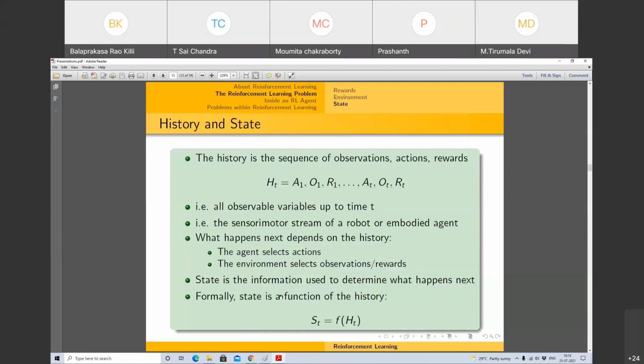We'll see how exactly we encode state for some problems I will describe. At this point you may be confused: what is the state, and how to represent the state of different problems? We'll see with examples. Basically, state is a concise form of history, a function of history. Using this state, the agent can decide its next action, and using the state, the environment can decide the next observation and the reward for a given action.